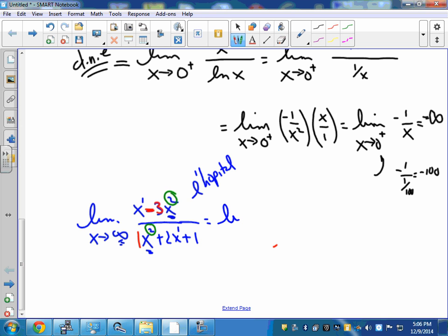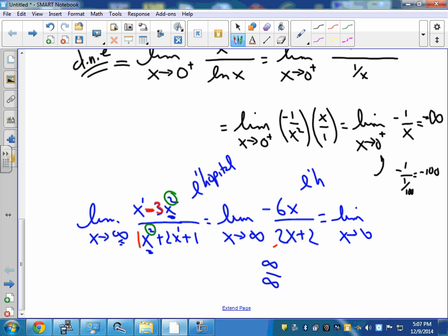So limit as x gets big, I take the derivative of the top, negative 6x. Take the derivative of the bottom, 2x plus 2. Still infinity over infinity. So use L'Hopital again. And we have the limit as x gets really big. The derivative of the top is negative 6, and the derivative of the bottom is 2. Well, that's a constant. Doesn't matter what x is. This is always going to be negative 3. And that's our original limit, negative 3.